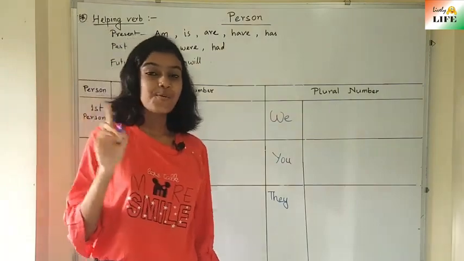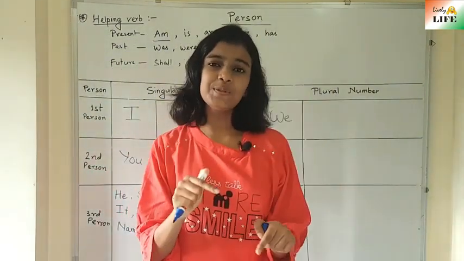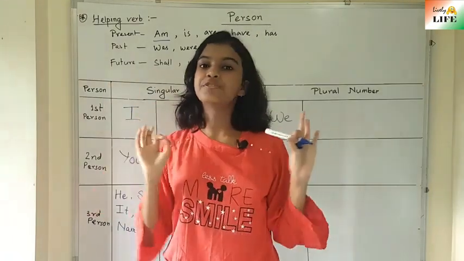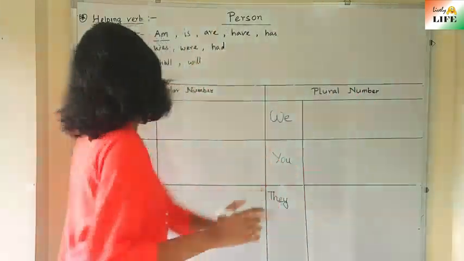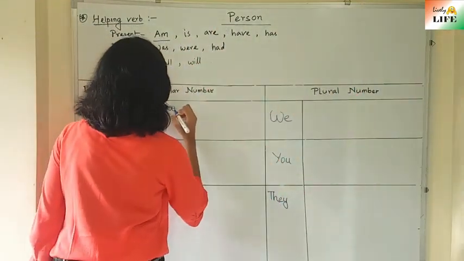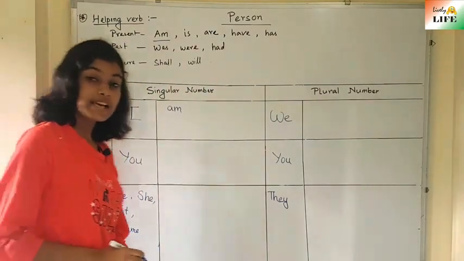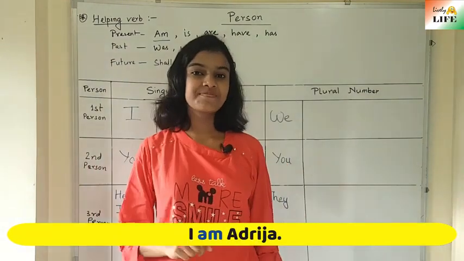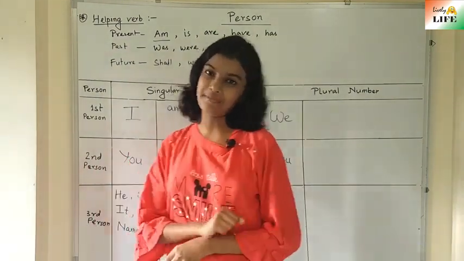Now where do we use am? Remember, we only use am after I. Am is only made for I. We only use am after I only. So am would just be placed here. I am. Examples: I am Adrija. I am reading books. I am writing a letter. So these are some examples.